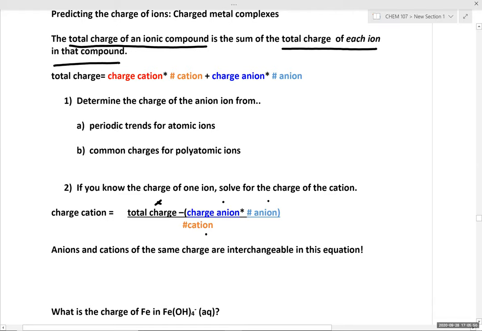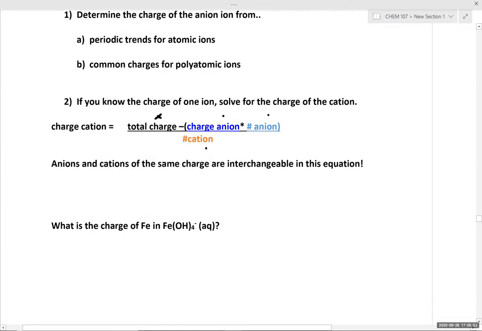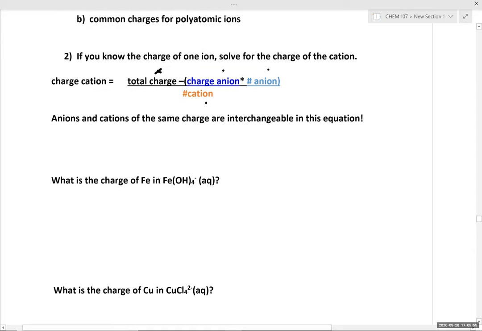Now, the one thing that's a little bit interesting is that this equation method can be applied to determine the charge of a cation in a charged complex. Does everyone see that our total charge is not zero? Does everyone see this minus one for the total charge of this iron hydroxide? So then, if we're solving for the charge of our iron atom in this iron hydroxide complex, we take the total charge, which is negative one.